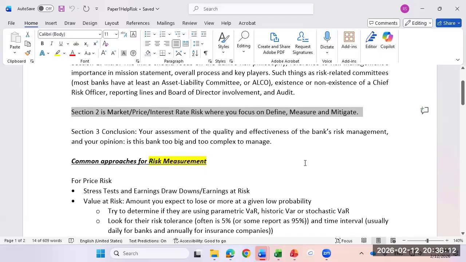They'll probably call it market risk. That includes interest rate risk. Some people call it price risk. I think all of your banks call it market risk, and the interest rate risk will be part of that. You're going to define it. Remember, when you define it, make sure you're quoting the bank.